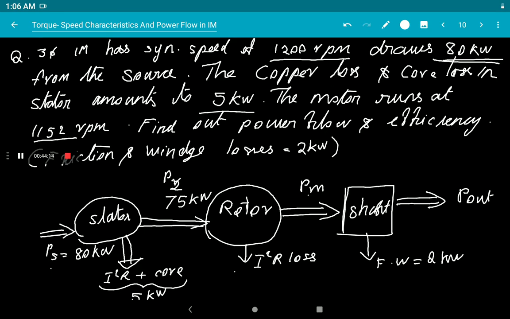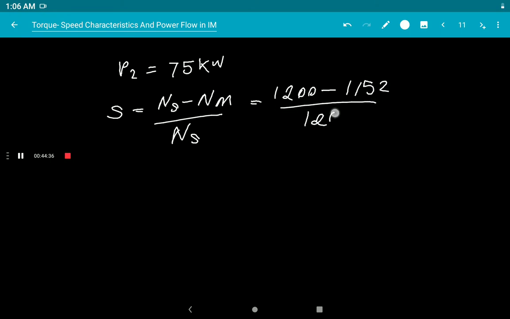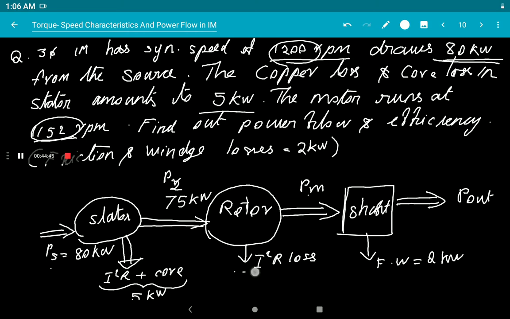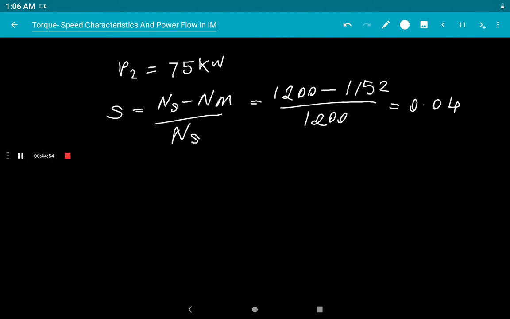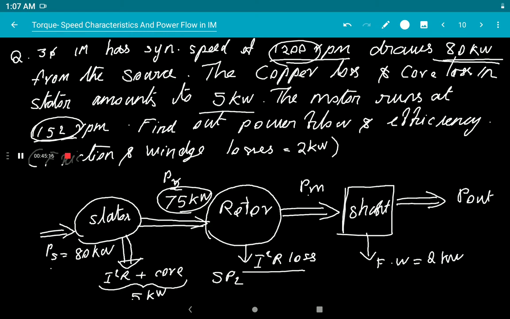It is given that synchronous speed is 1200 and the motor runs at a speed of 1152. So you can find out slip as ns minus nm divided by ns. That is 1200 minus 1152 divided by 1200. So you will get 0.04 as the slip. And you know that this copper loss can be represented as S P2. P2 is known, 75 kilowatts, so rotor copper loss is equal to S into P2. So 0.04 into 75 kilowatt will give you 3 kilowatt. So you will get the rotor copper loss as 3 kilowatt.